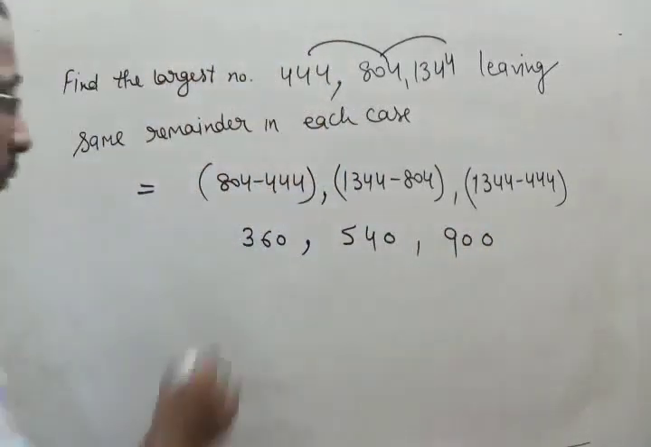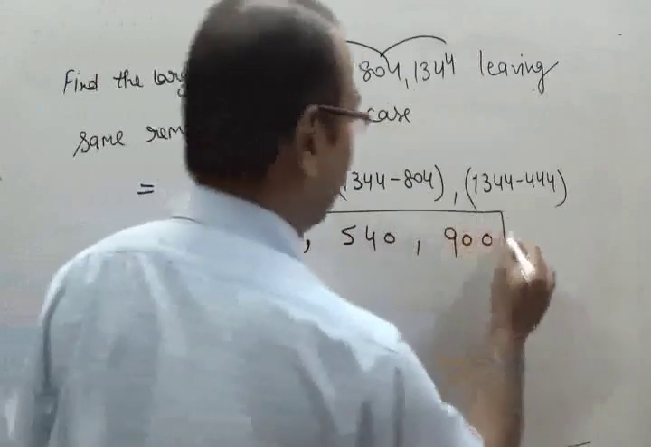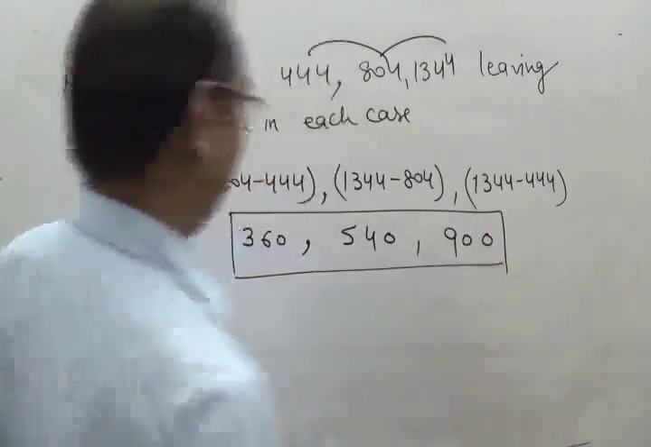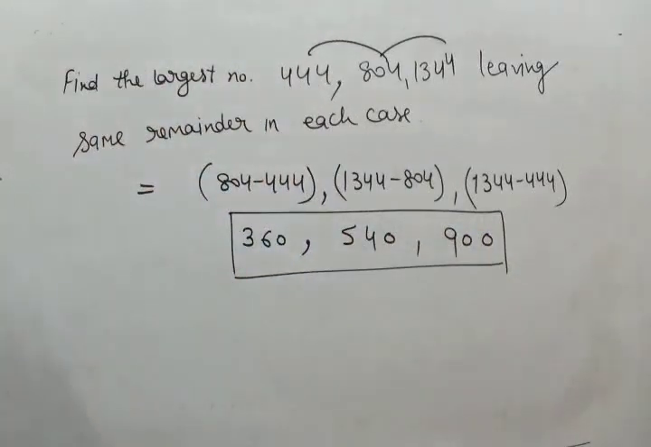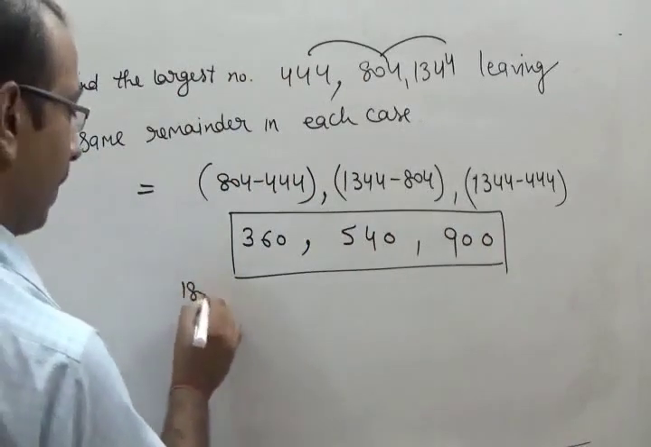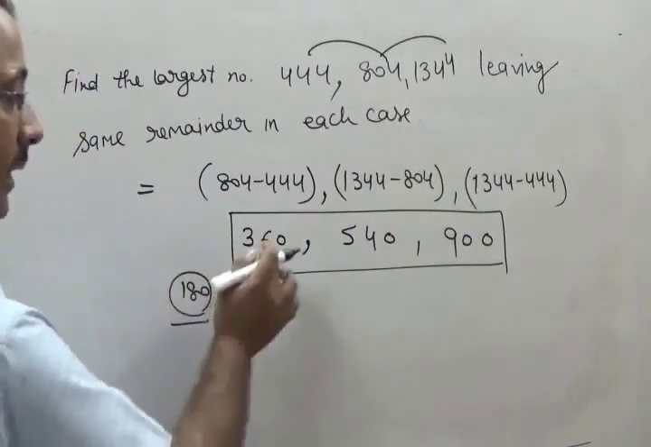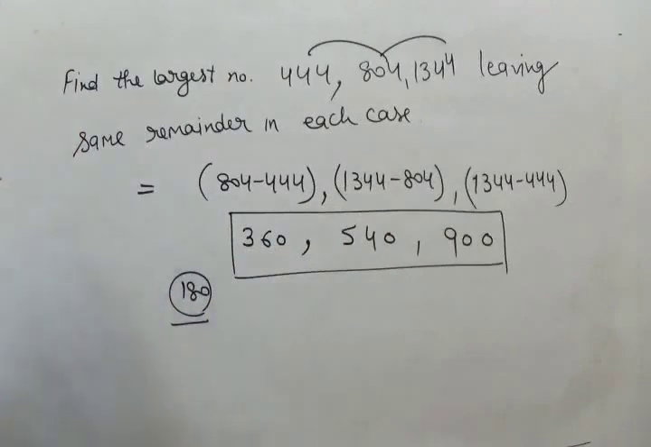Now take the HCF of these three numbers, the highest common factor. When I look at this question, I may say the highest common factor is 180. Because 180 is a number that divides these three numbers exactly, and no number greater than 180 can divide these three numbers exactly. So we can say the HCF is 180, by the methods I told you earlier.